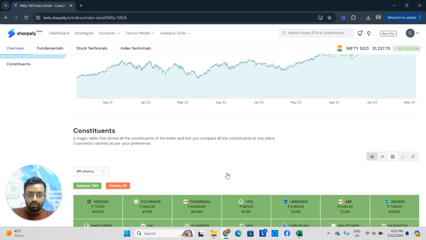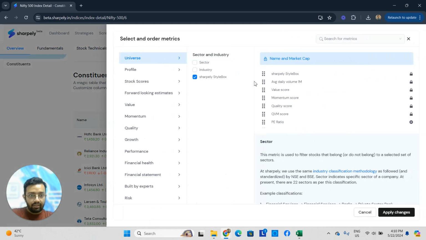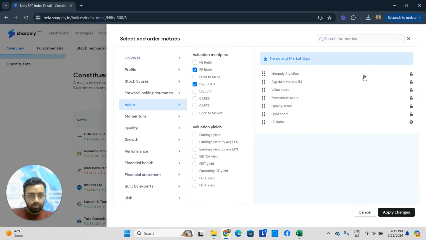So as we can see this table, if I don't want these data points, then I can click on this customize table and customize the columns as well. So I can click on the same. It will take a few seconds. Yeah. So here you can add more metrics if you want to and do the analysis as per your liking. So that's it. That is for the overview section.